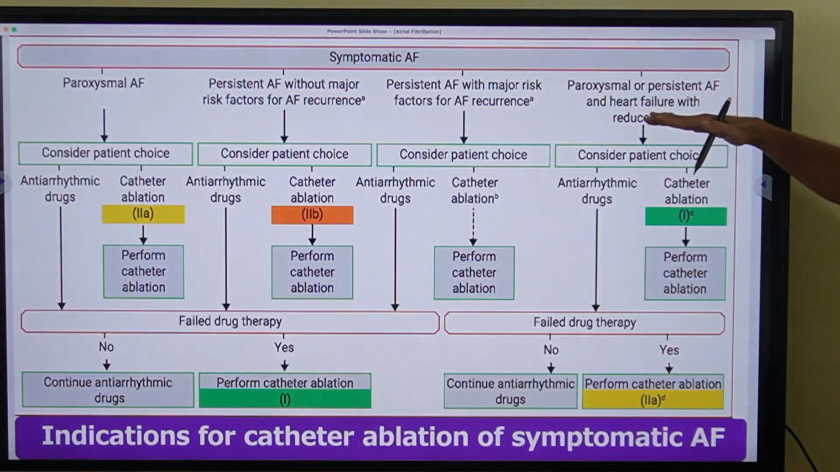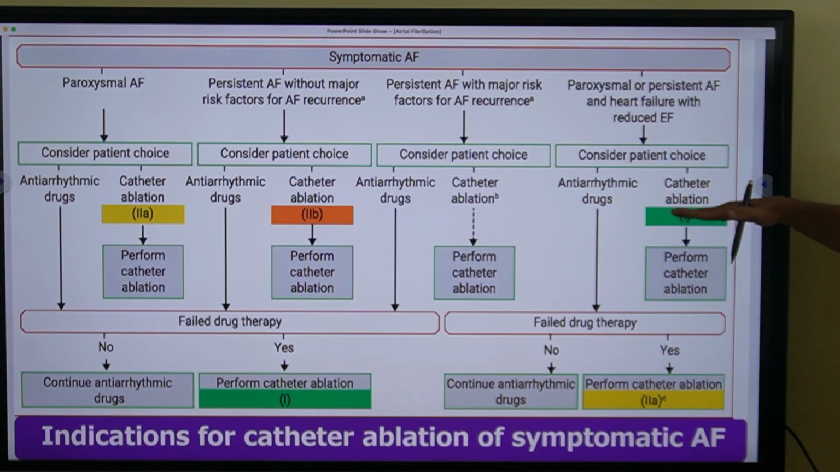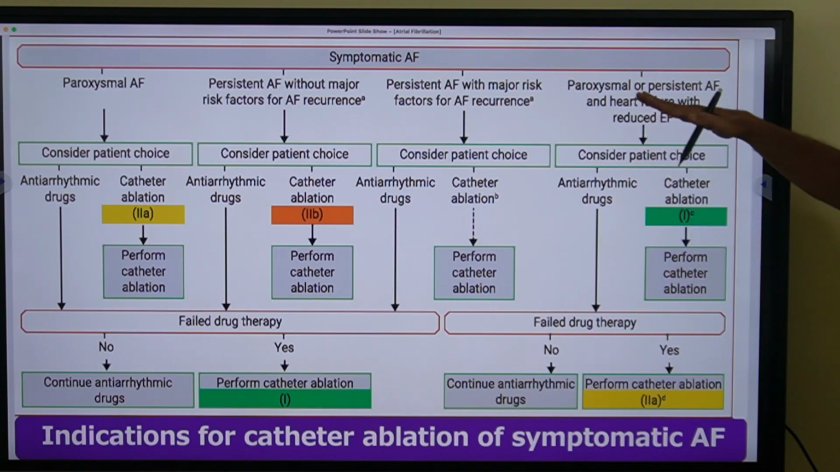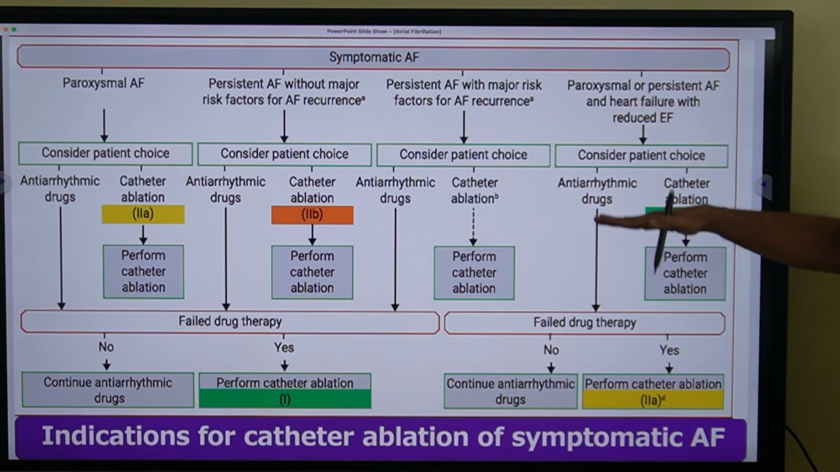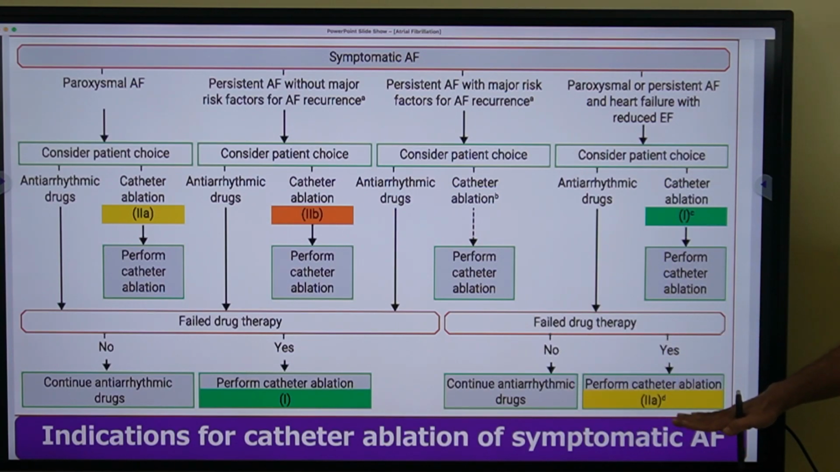If the patient has persistent or paroxysmal AF but has heart failure or reduced ejection fraction, then catheter ablation becomes a class 1 indication, right? Or the second choice is you can try drugs. If the drugs fail, then again catheter ablation is a class 2A recommendation.